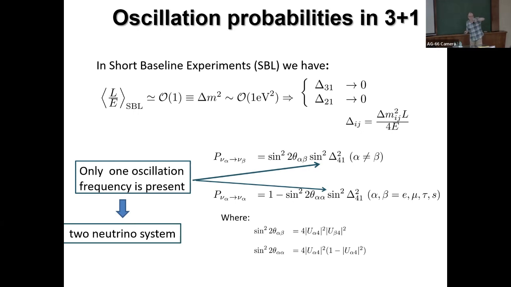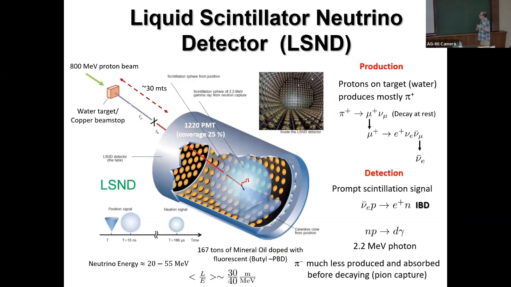So the 4 is motivated by the inclusion of the sterile neutrino. And these are the expressions that you are going to manage in order to fit the data coming from this sterile neutrino experiment. So, what is the experiment that motivates the introduction of the sterile neutrino? It's this one: LSND, the famous LSND, the liquid scintillator neutrino detector.